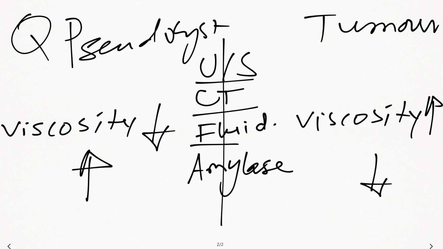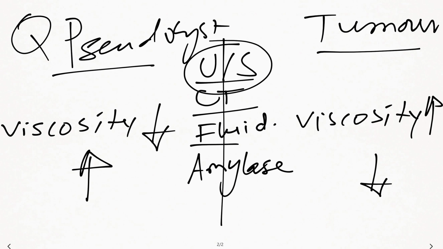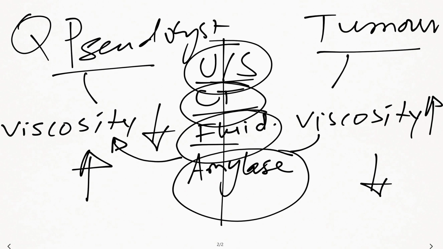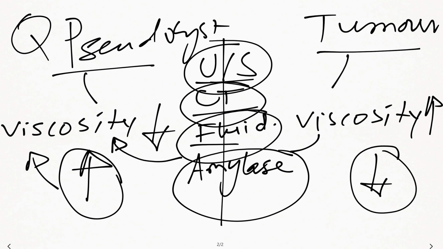So you are going to say to the examiner, I can differentiate between a pseudocyst and a tumor by ultrasound first, then after that I will do a CT scan, I will take a sample from the fluid and check its viscosity. If it is low, this is a pseudocyst. If it is high, this is a tumor. And I will check amylase in the fluid of the cyst. If it is high, this is a pseudocyst, and if it is low, this is a tumor.